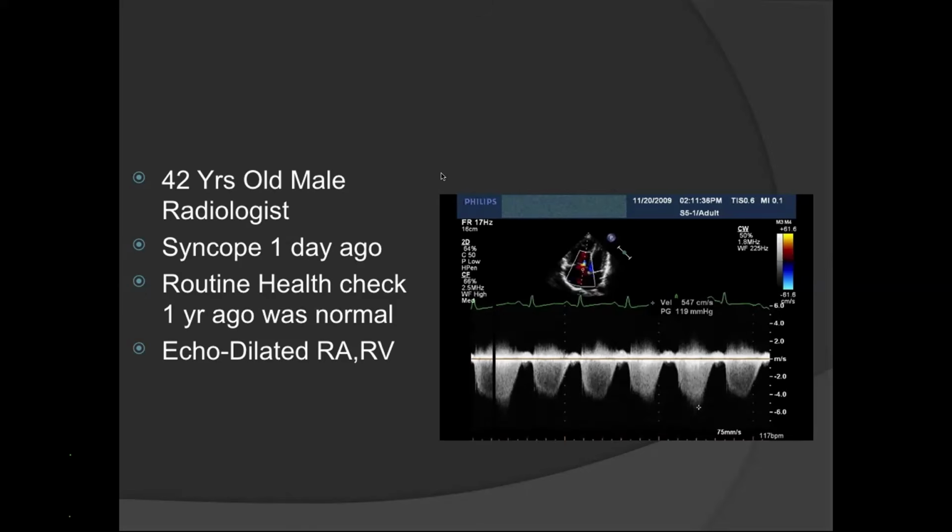And if you can see in this one slide, the RVSP measured is a dense continuous wave jet, truncated at the top, not prolate ellipsoid. PG reported is 119 millimeters of mercury. Syncope 1 day ago, blood evaluation 1 year ago, normal. What can you think of?